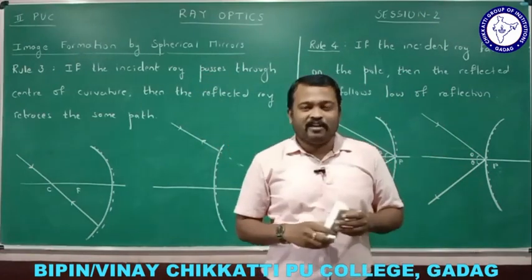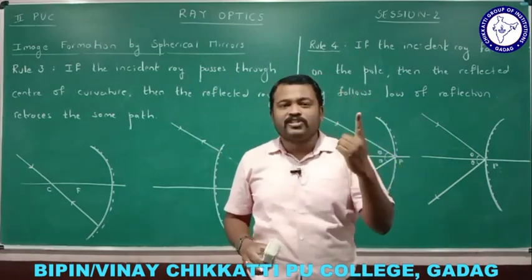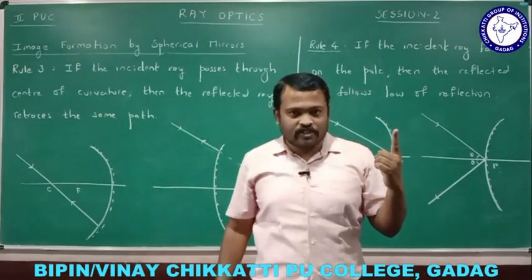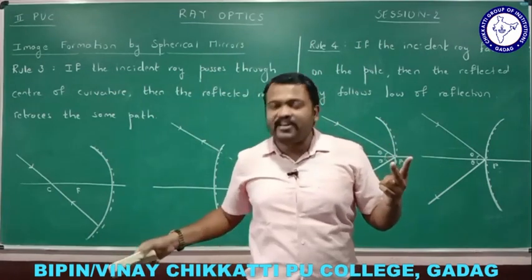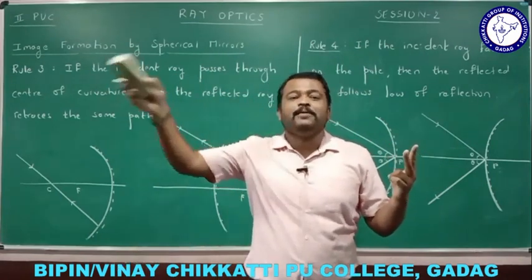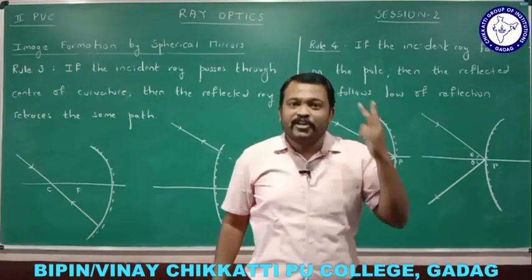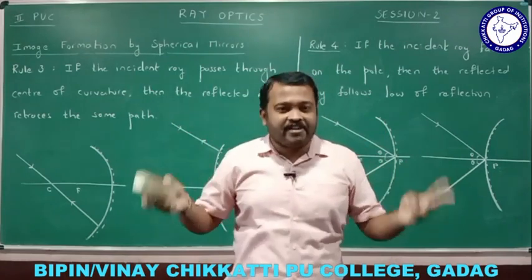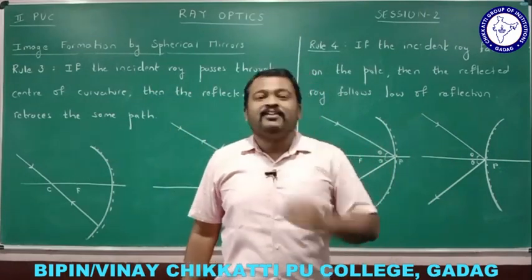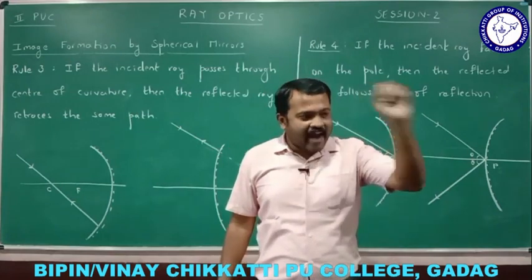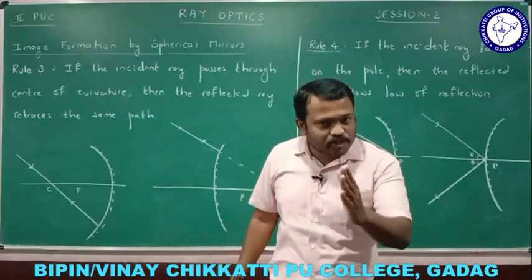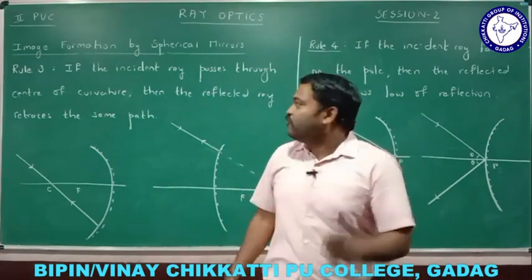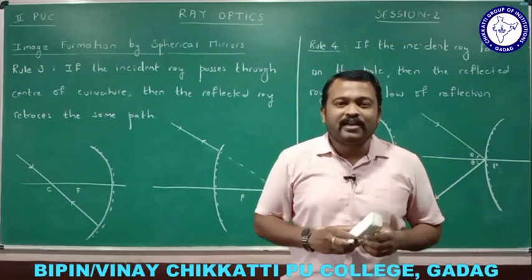Image formation by spherical mirrors. There are 4 rules. First rule says, if the incident ray is parallel to the principal axis, the reflected ray passes through the principal focus. Second rule, the reverse of that: if the incident ray passes through the principal focus, the reflected ray will be parallel to the principal axis. Third rule says, if the incident ray passes through the center of curvature, then the reflected ray retraces the same path. If the incident ray falls at the pole, then the reflected ray obeys the law of reflection. So these are the rules to find where the image is formed by spherical mirrors.